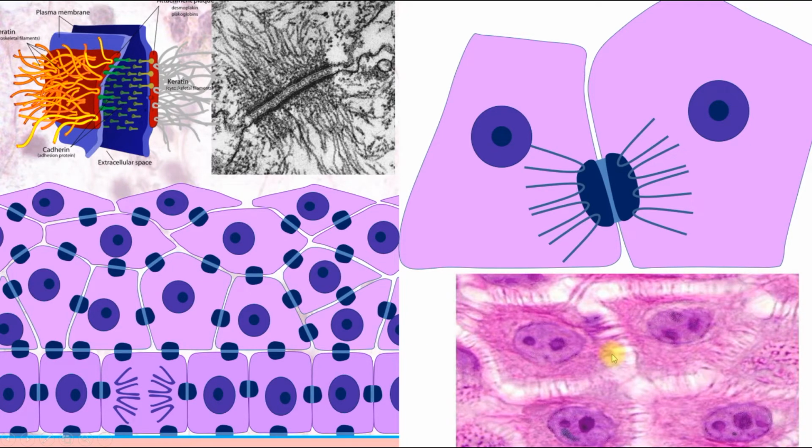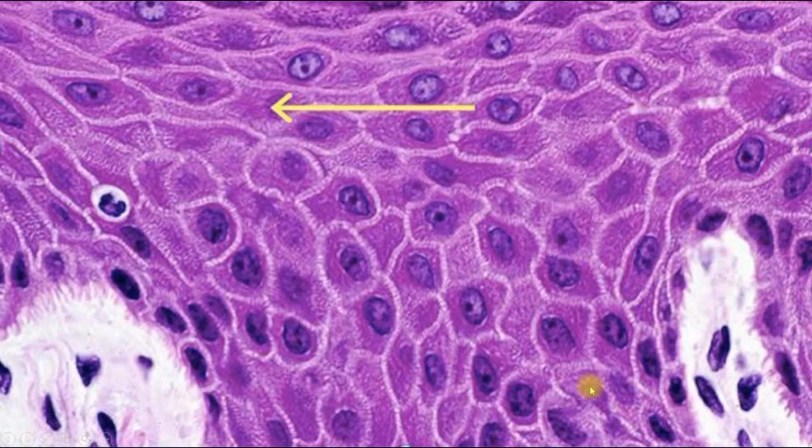And why is this layer called stratum spinosum? Because places where cells are attached to each other have the appearance of spines, of spicules, and that's why cells of stratum spinosum, especially of this layer, have this appearance. They have spines, spicules on their surface, and it gives the name for this layer, stratum spinosum.